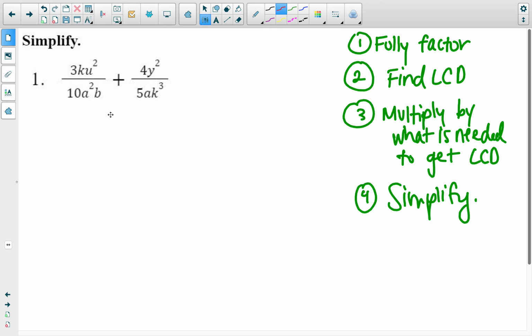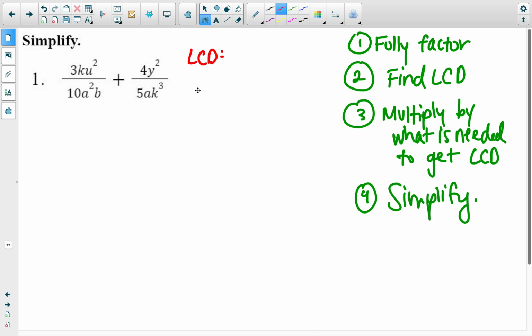So, are we fully factored? Let's see. Can we factor anything any further? No, we cannot, okay? I know that because 3ku squared, there's no addition, there's no subtraction, there's nothing that can be simplified, okay? 4y squared, there's no addition, no subtraction in this numerator, so it can't be factored any further. So now let's find the LCD.